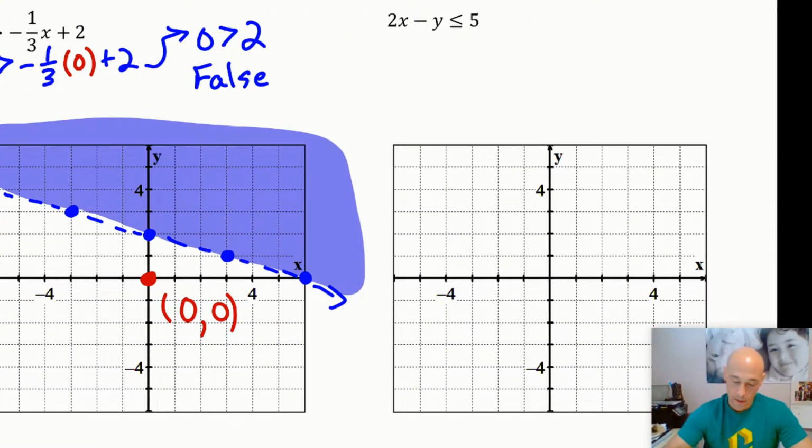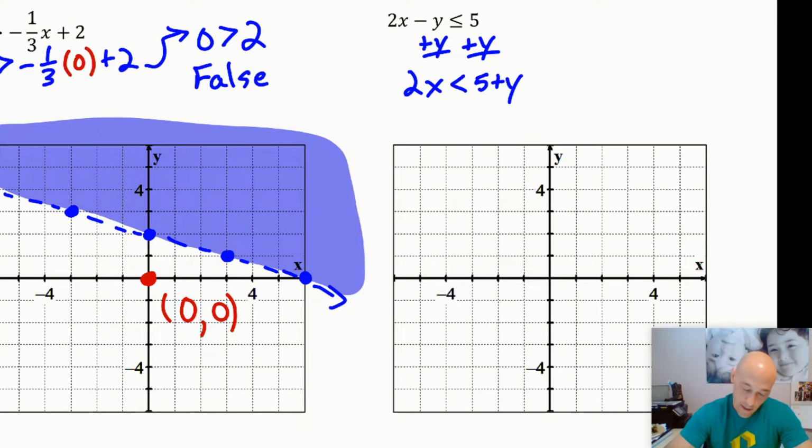All right, so here we have, oh, this is not in y equals mx plus b form. Well, let's convert it into y equals mx plus b form. It doesn't take much work. Not equals, there's an inequality there. I'm going to add y to both sides. So I'll get 2x is less than 5 plus y.